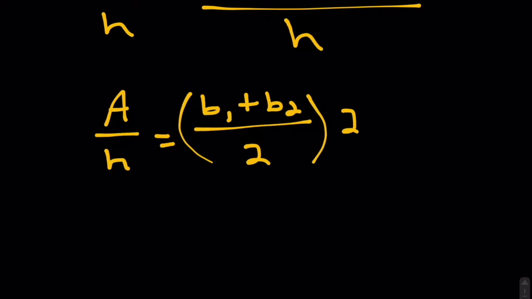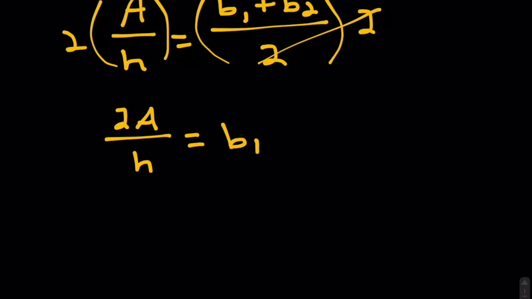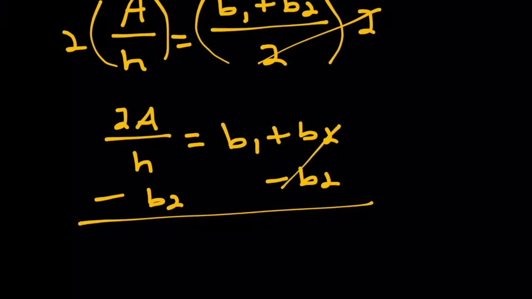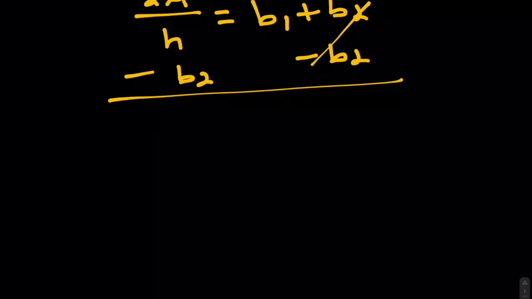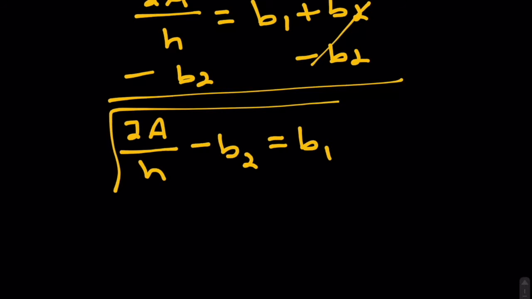Now we gotta get rid of that 2 in the bottom, so we'll multiply both sides by 2. Keep in mind that 2 is the same as 2 over 1. I say that because it's going to make our answer on the left here a little easier: 2a over h. On the right hand side, we still have b1 plus b2. If we're trying to get b1 by itself, we just got to move that b2 over. So we'll subtract it from both sides, and our final answer is 2a over h minus b2 equals b1.